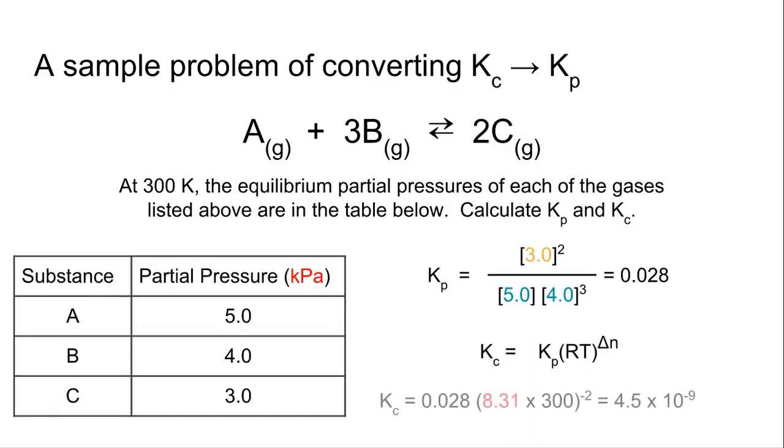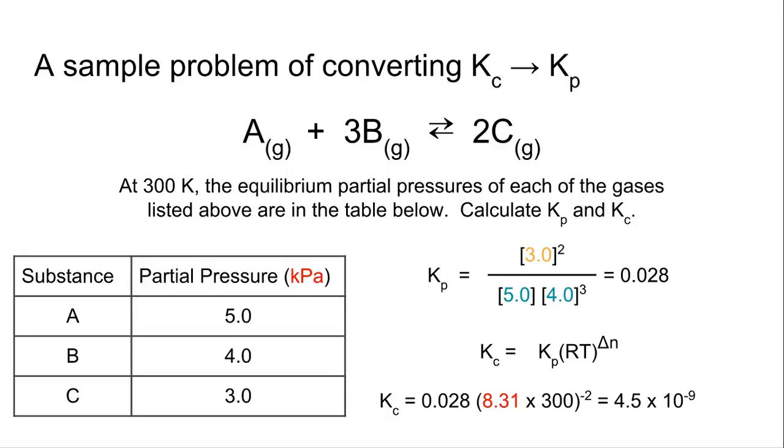So when we look at this, our Kc is equal to our Kp, which is 0.028, and then we multiply it times that RT. Notice the R is 8.31, which matches our kPa up there, our R value for kPa, and we multiply it by its temperature. And then notice that we've raised it to the power of -2.